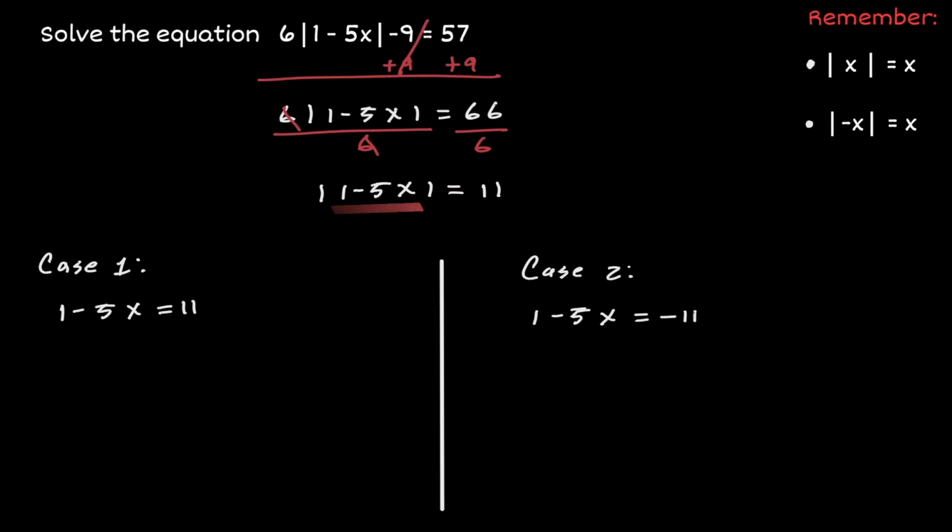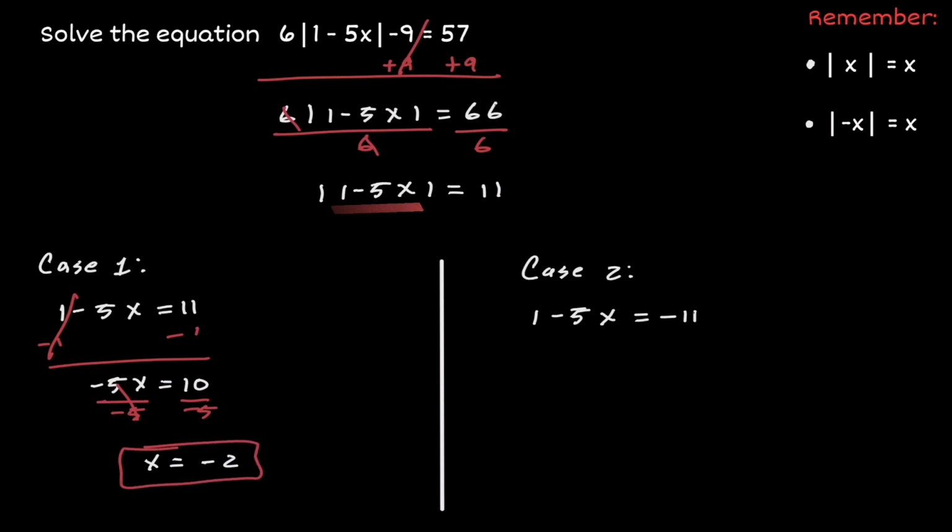Let's look at case number 1. To solve for x, let's start by subtracting 1 from both sides. So now the equation is equivalent to 10. So to solve for x, let's divide it by negative 5. So here we have our first solution. x is equivalent to negative 2.